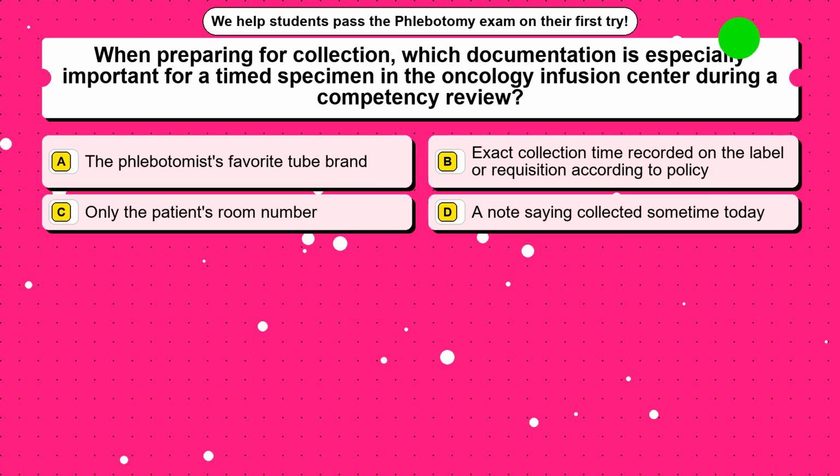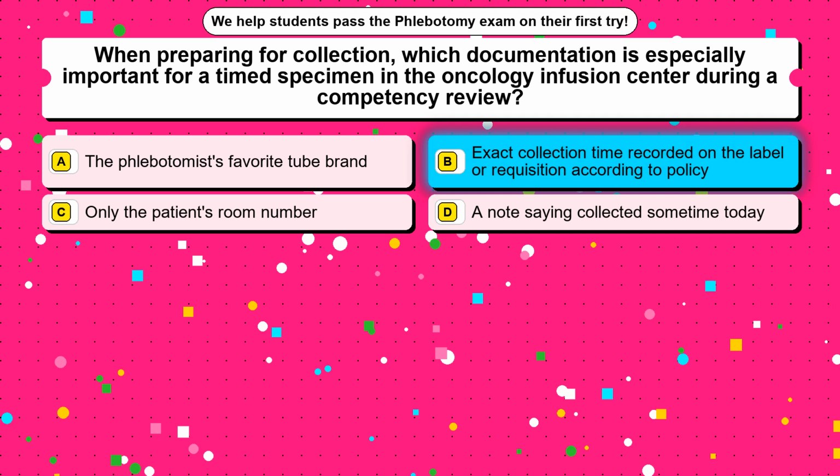Question 41. When preparing for collection, which documentation is especially important for a timed specimen in the Oncology Infusion Center during a competency review? Option A, the phlebotomist's favorite tube brand. Option B, exact collection time recorded on the label or requisition according to policy. Option C, only the patient's room number. Option D, a note saying collected sometime today.